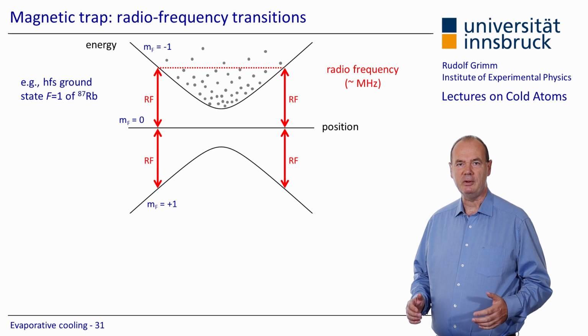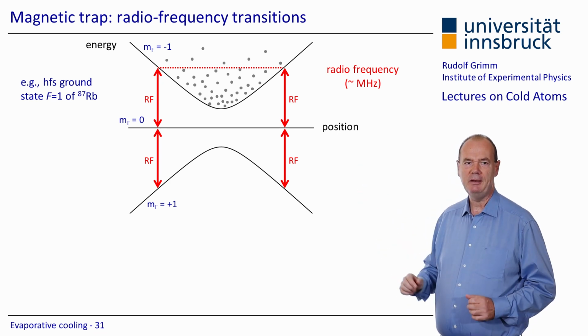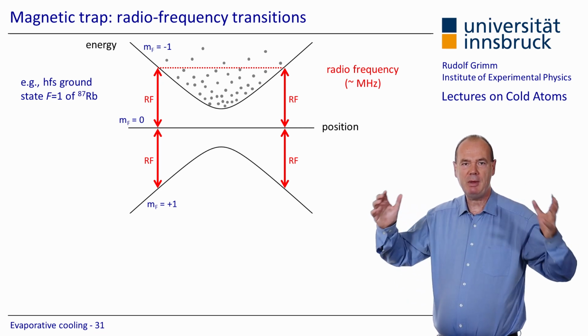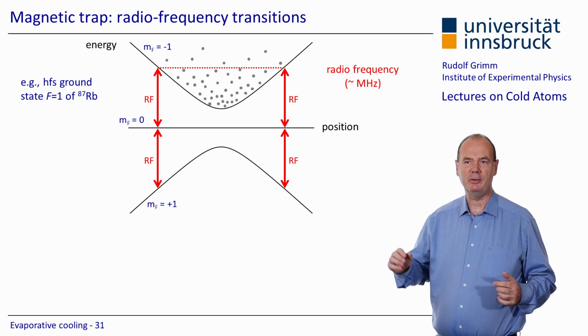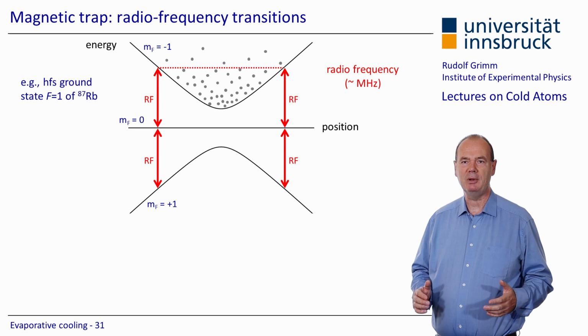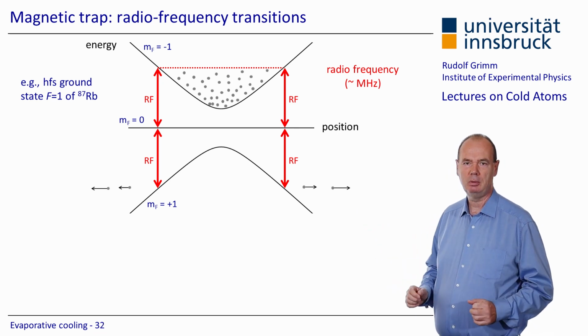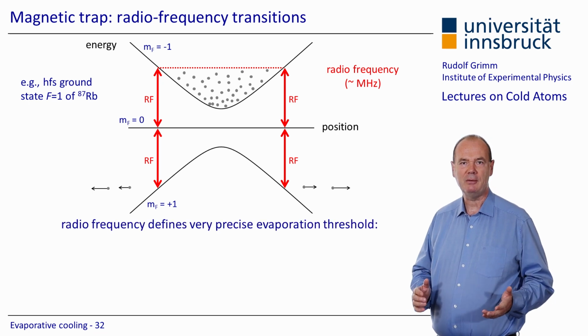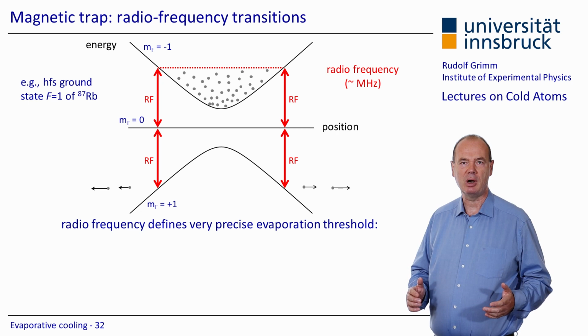The radio frequency is very selective and couples the Zeeman sublevels at a very well-defined three-dimensional surface in the trap. If an atom reaches this surface, it has a high probability to get transferred to another sublevel where the atoms are untrapped and they are removed from the trap. This defines very precisely the energy threshold for evaporation and thus, in relation to the temperature, the truncation parameter eta.